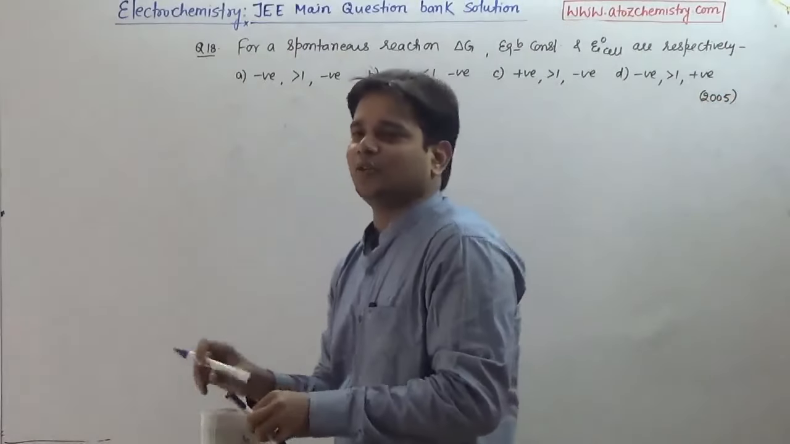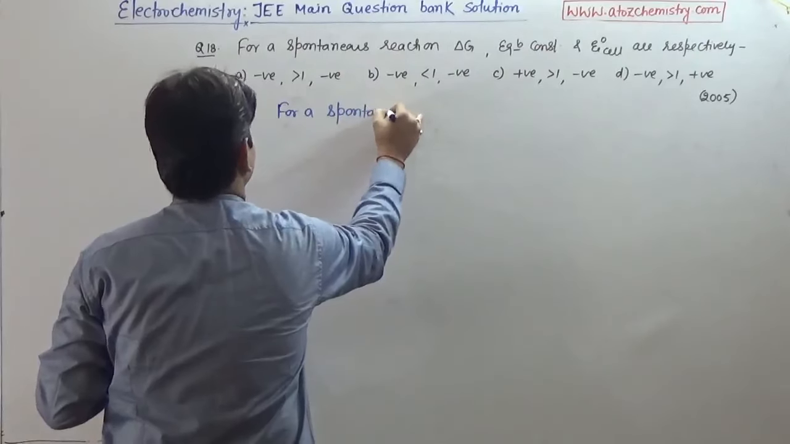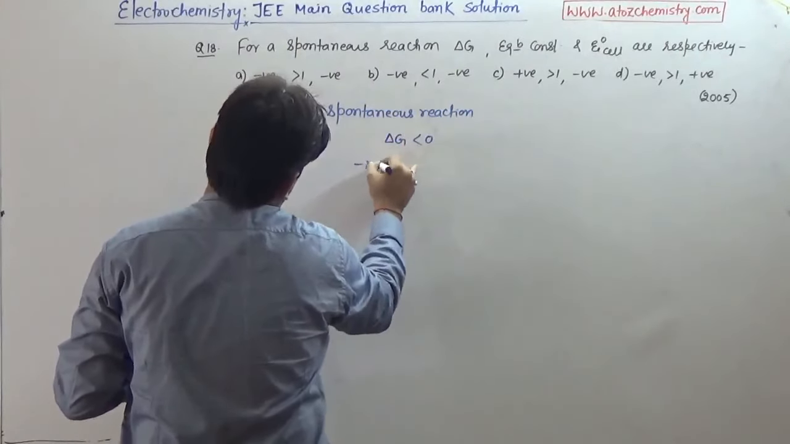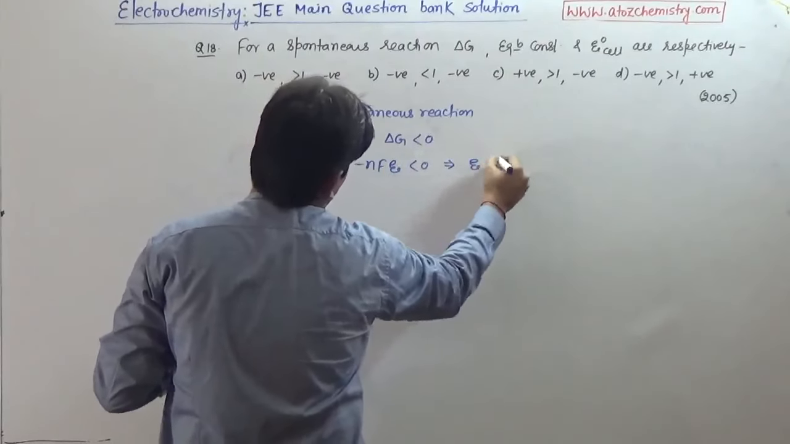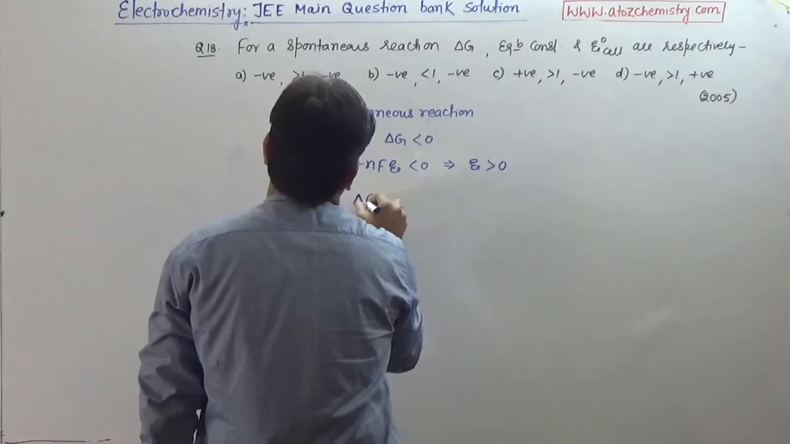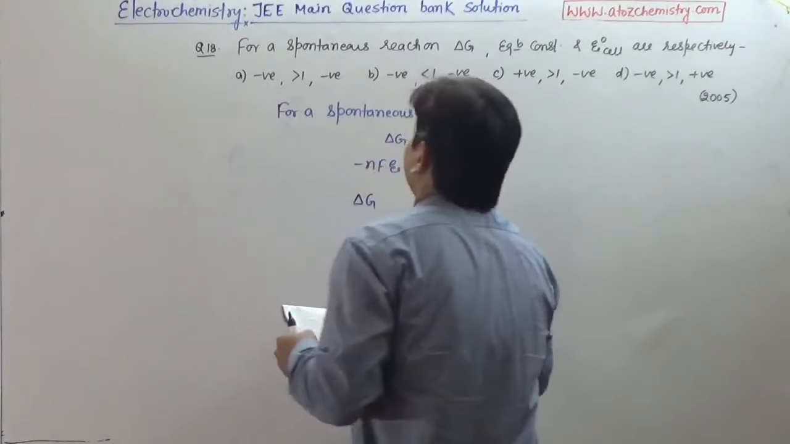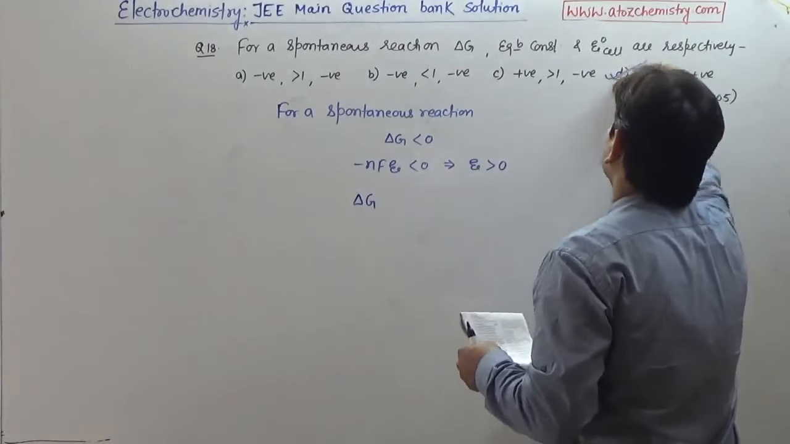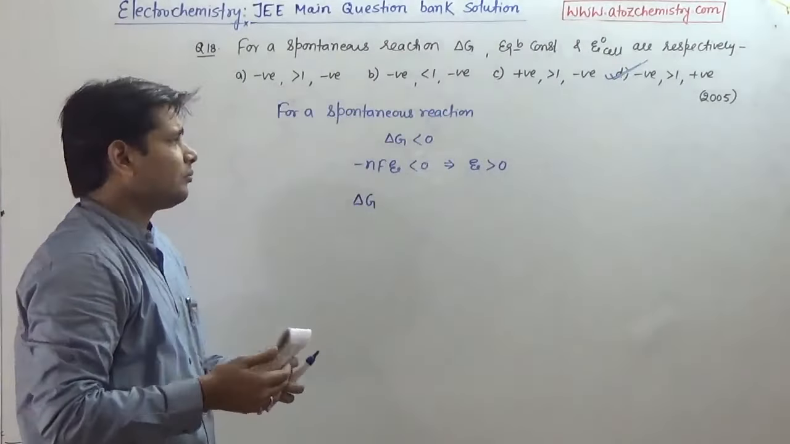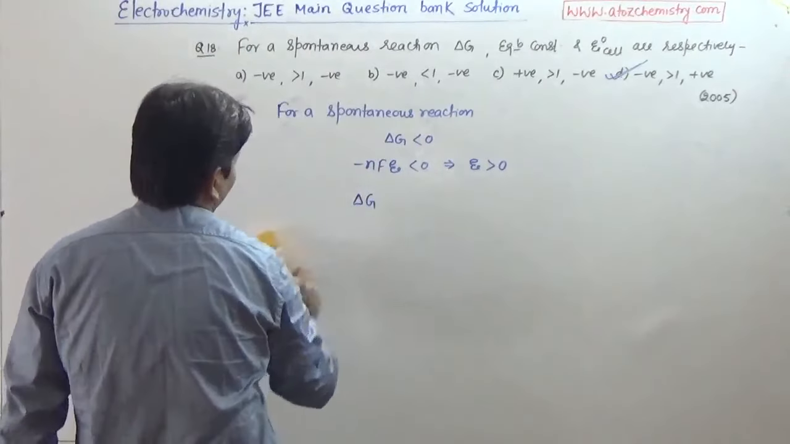Easy question. For a spontaneous reaction, you know that del G is less than 0. So minus nFE is less than 0. This implies that E is greater than 0. So del G is negative and E is positive. Del G negative and E positive is given only in option D. So this is the correct result. If you relate del G not with log K equilibrium, then log K equilibrium will be positive, and hence K equilibrium will be greater than 1 if we assume standard condition.